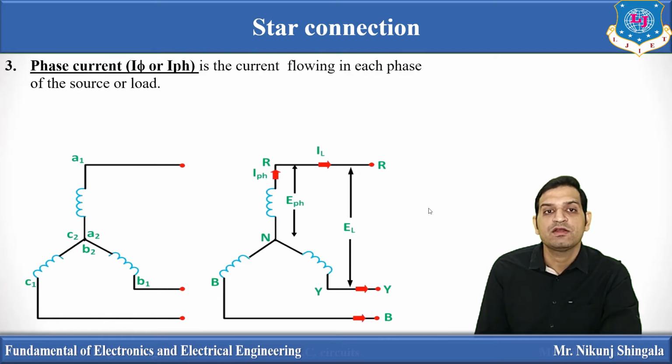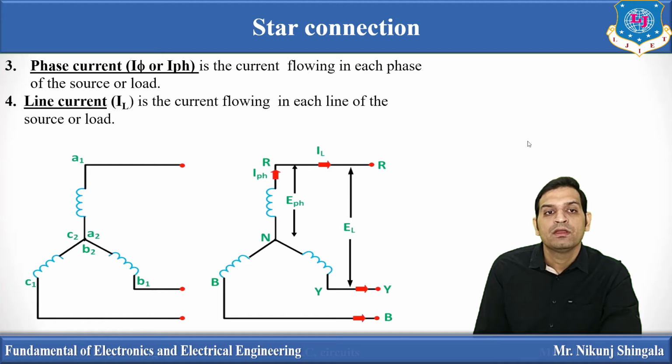Next one is the phase current, which is denoted by I phi or I phase. It is the current flowing in each of the phases of the source or load. So here you can see the current flowing through a phase is I phase. So there are three currents flowing through three phases. Now line current. Line current is the current flowing through each line of the source. So the current flowing through a line is generally denoted by IL, but here there are three line currents: IR, IY and IB.